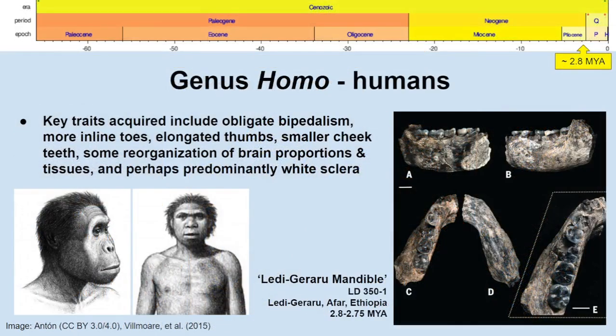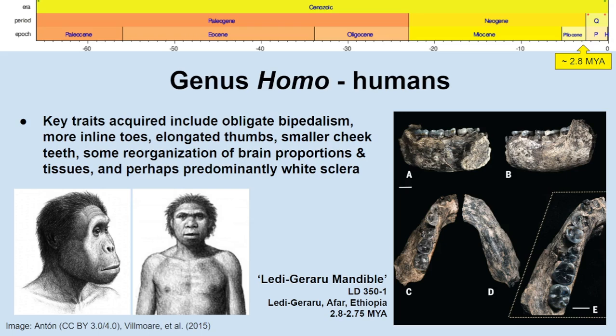Let's move to the next slide, and we can finally arrive at the genus Homo, which is home of one of the biggest controversies at the moment regarding its process of origin as a genus, which I'm going to take here, of course, to mean humans proper.